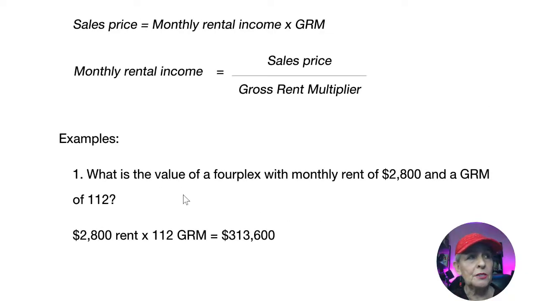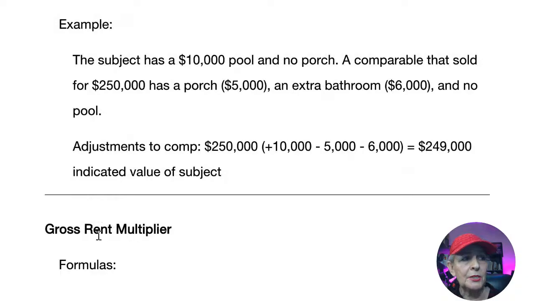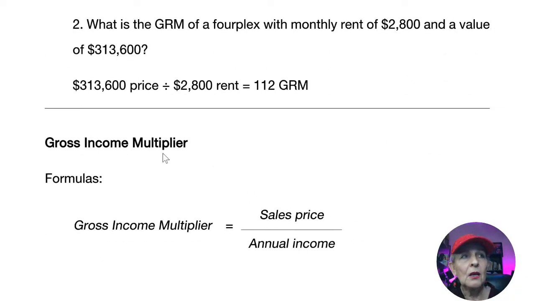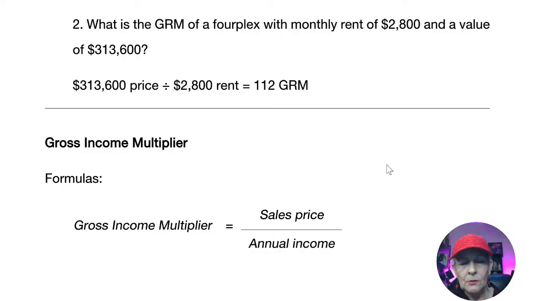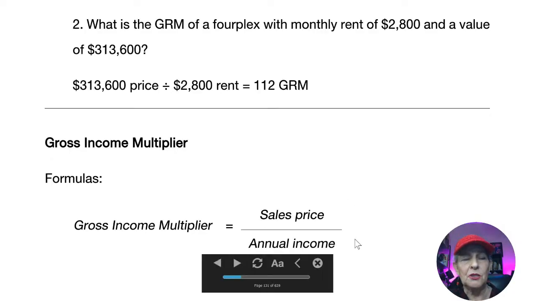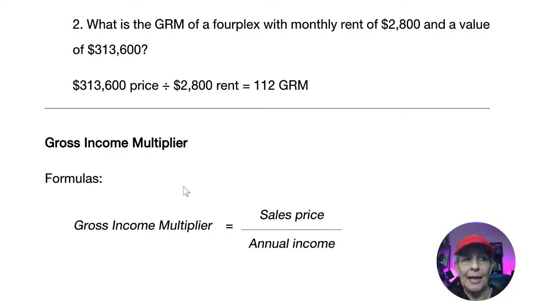So when you see gross rent multiplier, that's monthly. Gross rent multiplier deals with the month. Gross income multiplier deals with the annual income. So you keep those two. The formula is basically the same, just the numbers are a little bit different. The only thing that doesn't change is the sales price. So here we have the sales price divided by the annual income.